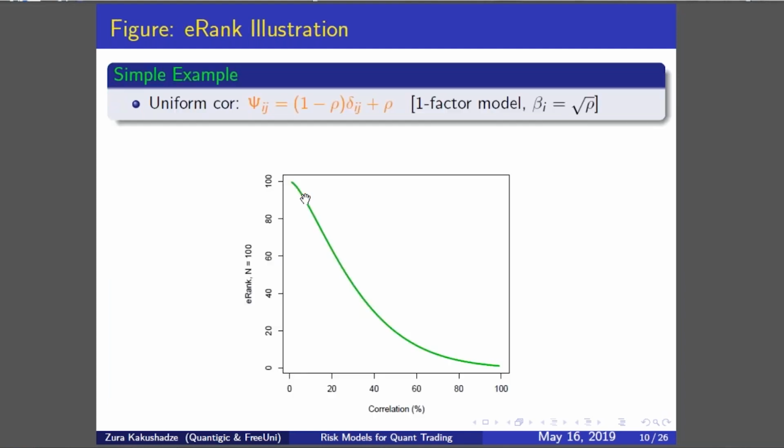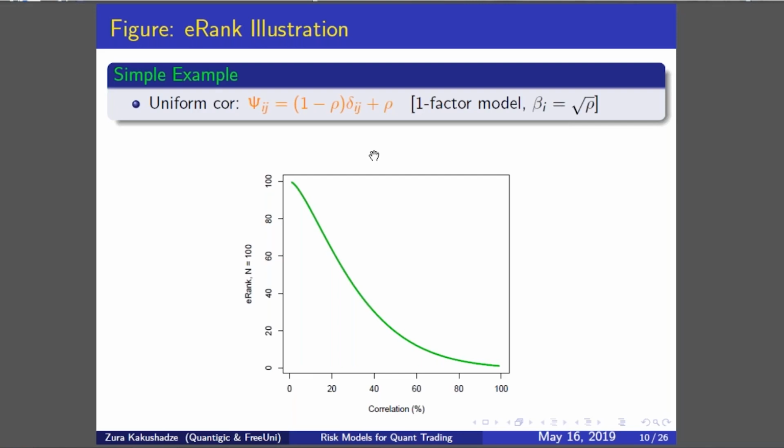Okay. Now, I've drawn a picture of what E-rank is like in terms of illustrating it. If I take a simple model where I assume that my sample correlation matrix is just a bunch of uniform correlations, then if I plot the E-rank, this is what I'm going to get in terms of the plot for it. So that gives you a feeling of what it looks like.